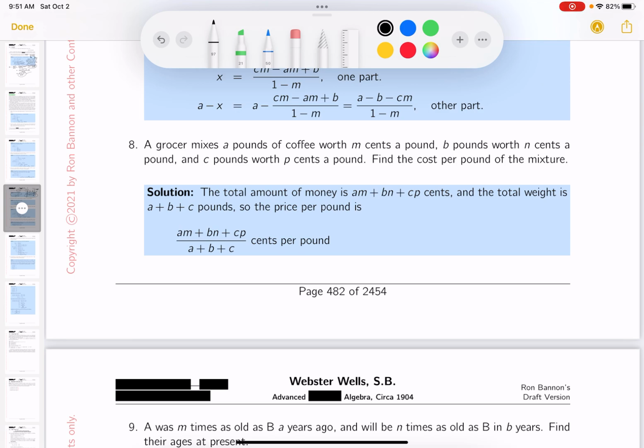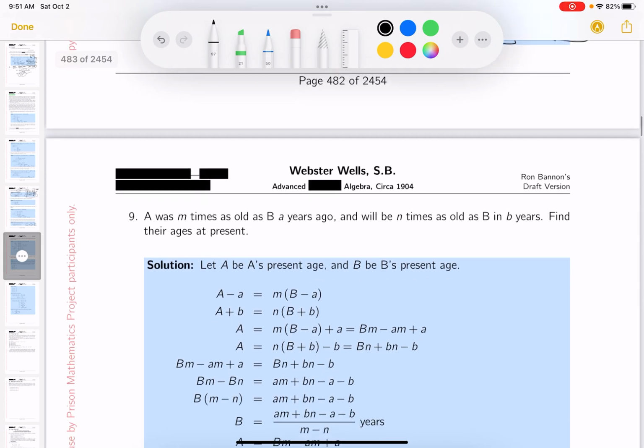You look at this: a grocer mixes A pounds of coffee worth M cents per pound with B pounds worth N cents per pound and C pounds worth P cents per pound. And what I would do is realize you got three things over here, and label your coffee. All right, label it. Hopefully you'll see the equation that we're writing down.